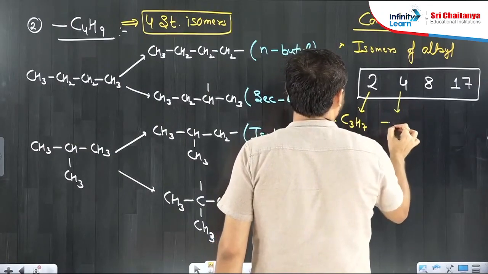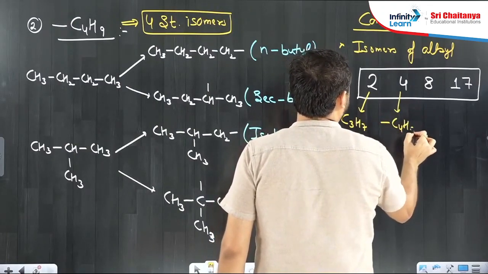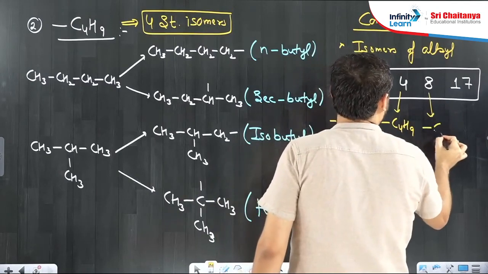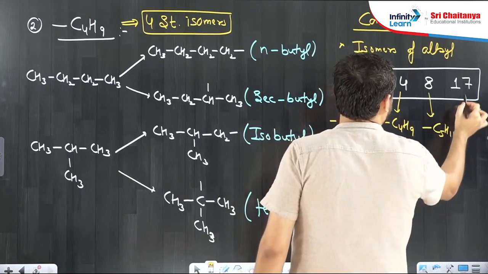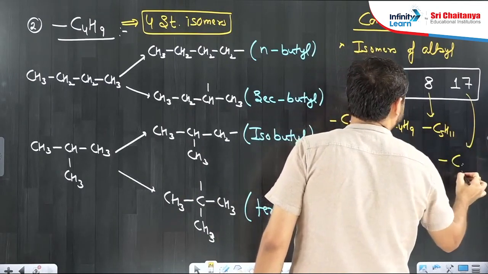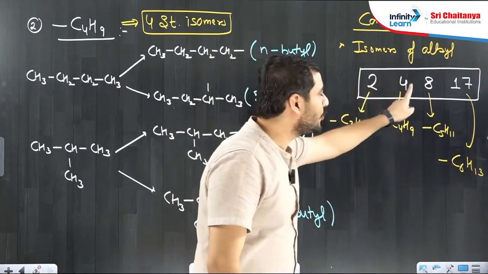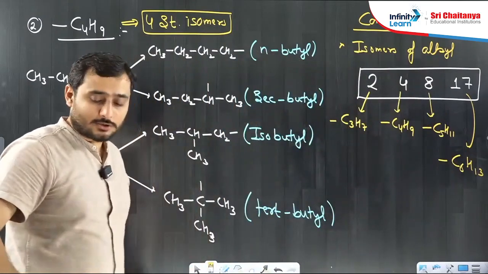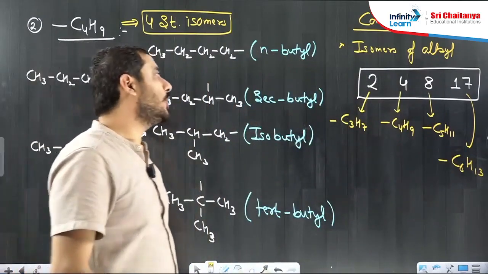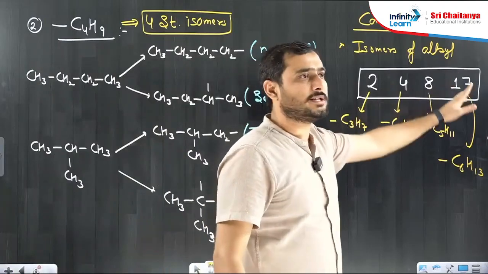4 is for C4H9. 8 is for C5H11 and 17 is for C6H13. But more important are 2, 4, 8. So this sequence you have to remember: 2, 4, 8, 17.